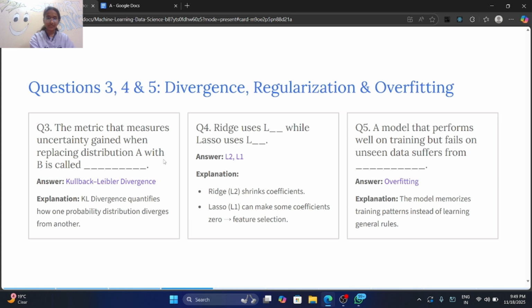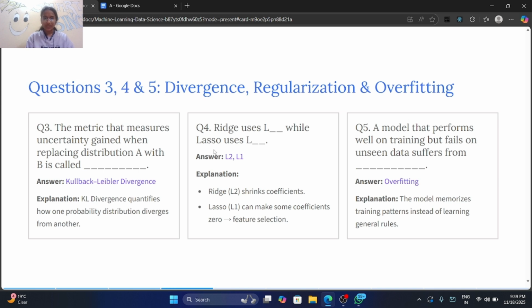The metric that measures uncertainty gain when replacing distribution A with B is called. Now imagine you have two probability distributions A and B. You want to know how different B is from A, or how much information you lose or gain if you replace A with B. That measure is called Kullback-Leibler divergence, or simply we say KL divergence. So KL divergence measures that difference. So the answer is Kullback-Leibler divergence. Now next question, question number 4.